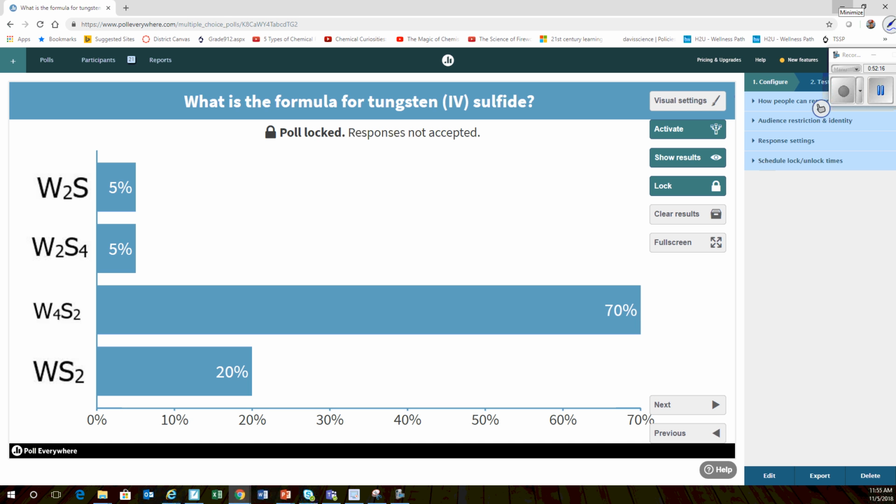Okay, so we need to remember what? This Roman numeral right here, what does that mean? The charge on the one before it. It doesn't tell me how many tungstens I have. It just tells me the charge on the one before it. Remember I told you to beware because you guys are doing what happened there. Okay, so let's go back to the PowerPoint.